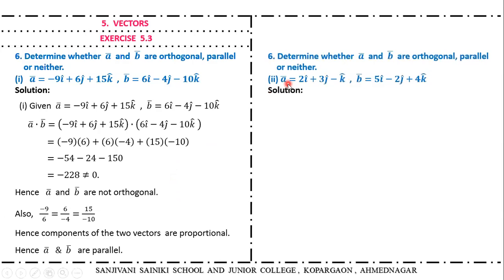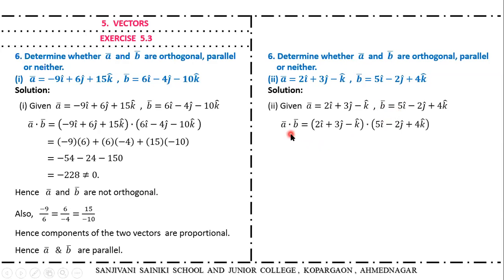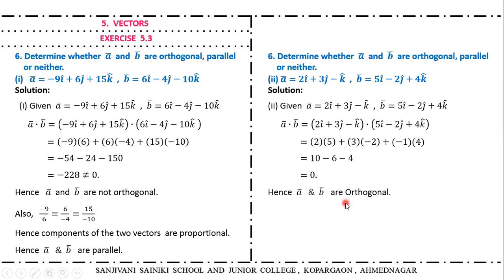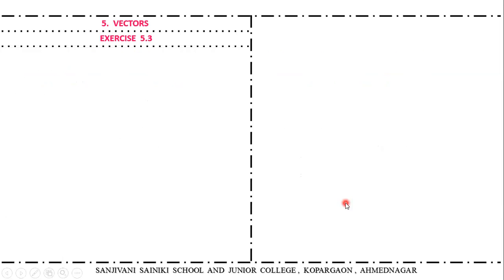The second example of the same type: A bar is given, B bar is given. We will take their dot product: 2 into 5 plus 3 into -2 plus -1 into 4. What we get? It comes out to be 0. So A bar dot B bar is equal to 0. So the vectors are orthogonal. They are perpendicular to each other.